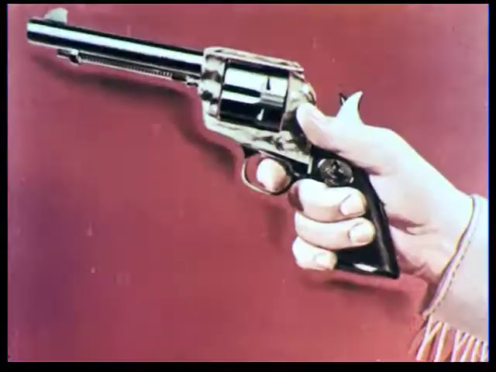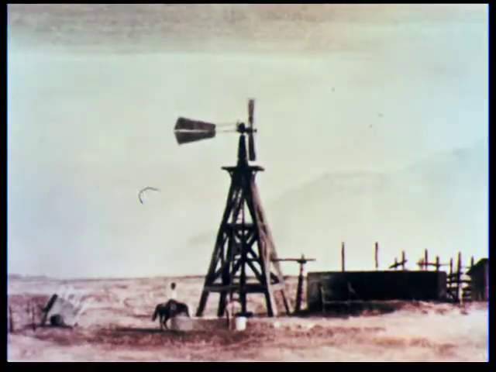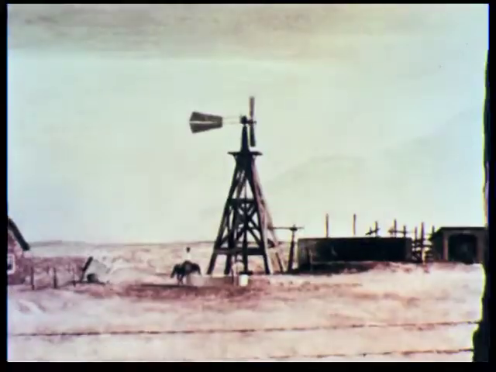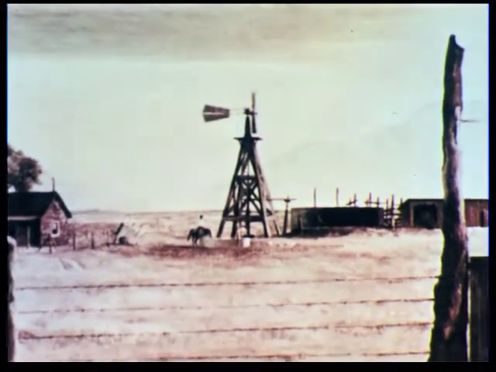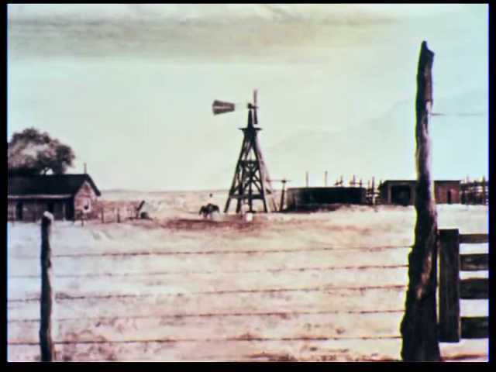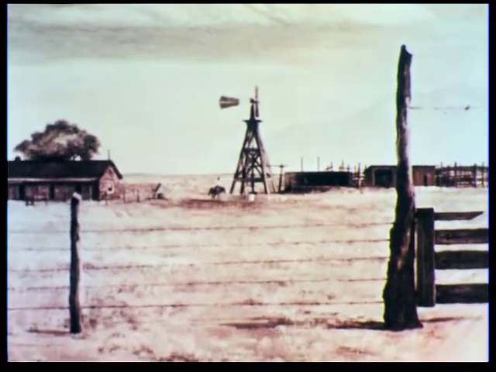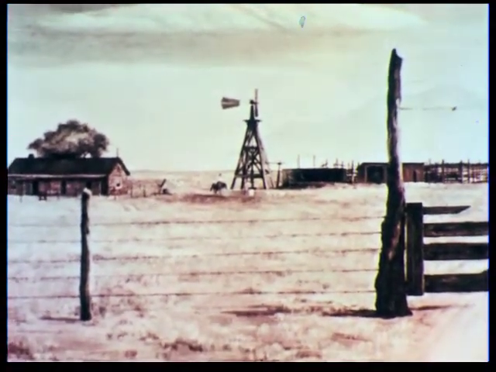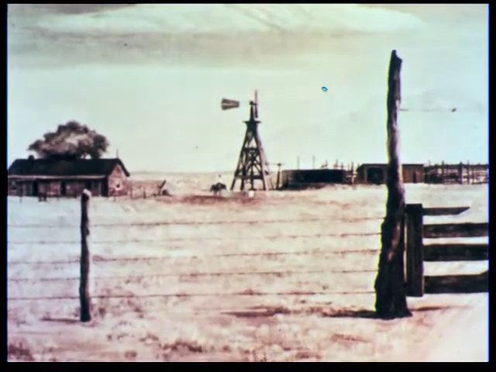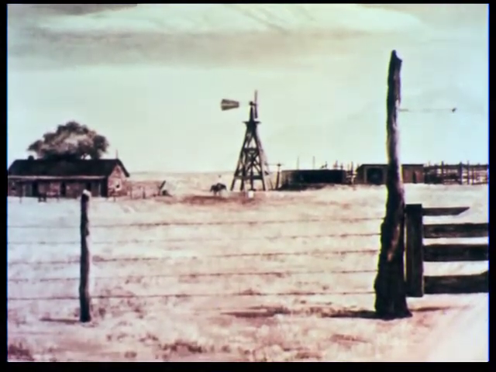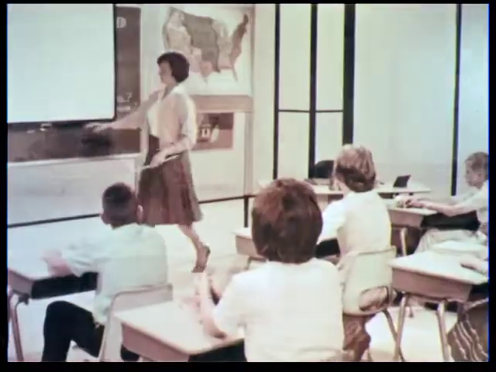The railroad, the Colt revolver, the artesian well, the windmill, new ways of farming dry land, and, of course, barbed wire, enabled our country to settle a vast interior, to turn what was once the great American desert into rich, fertile farmland.